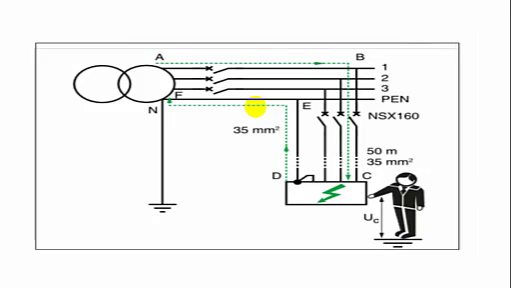For the diagram of the neutral system TN, we have the earthing notated with PE, and PE is notated with N. That means PE and neutral are the same, so we have PEN. In this diagram we have 3 phases, phase 1, phase 2, phase 3, and a 3-pole breaker, and we have the masses.